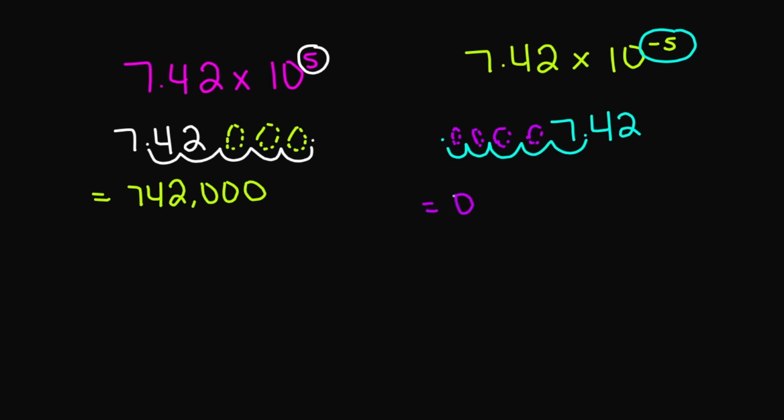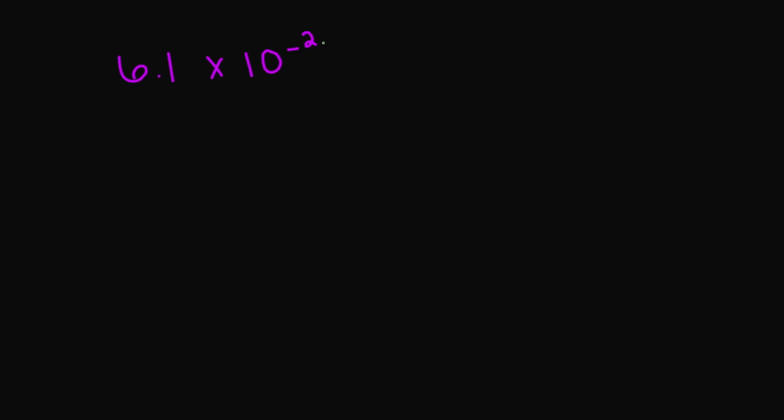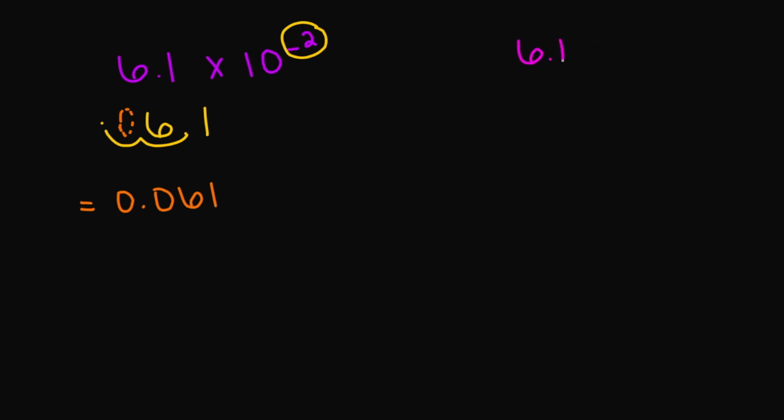So you're going to get 0.0000742. Let's look at this example, 6.1 times 10 to the negative second power. I do have a negative exponent here, so I am going to move my decimal 2 places to the left. So this is going to be 1, 2. My decimal is going to be right here. And I'm going to fill in my gaps here with zeros. So I'm going to have a 0 here. So your answer is going to be 0.061 in standard form.